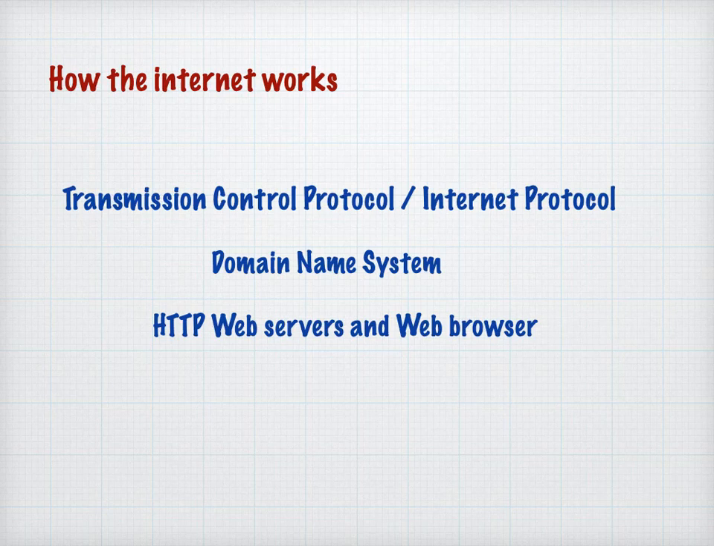So we're going to look at how the internet and how the internet infrastructure actually works. And to do that, I want to talk about three particular things. I'm going to talk about TCP/IP, the domain name system, and then we're going to have a look a little bit deeper into HTTP, web servers and web browsers.